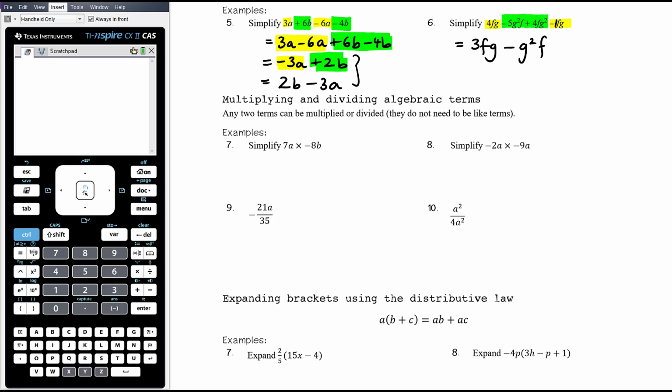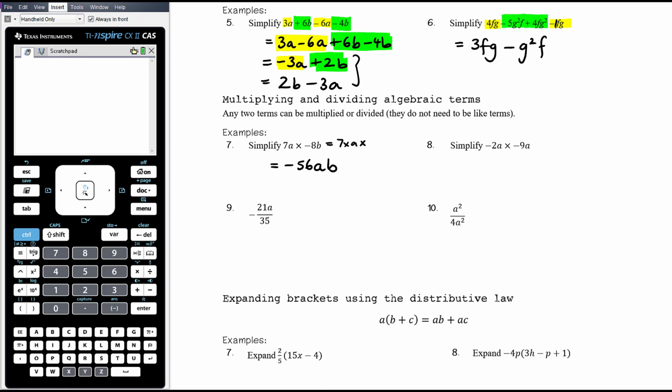Alright, so let's simplify example 7. Simplify 7a times negative 8b. Okay, so as I said, it's really just 7 times negative 8, which is negative 56, times a and times b. So again, we're just choosing to reorder things as it suits us.